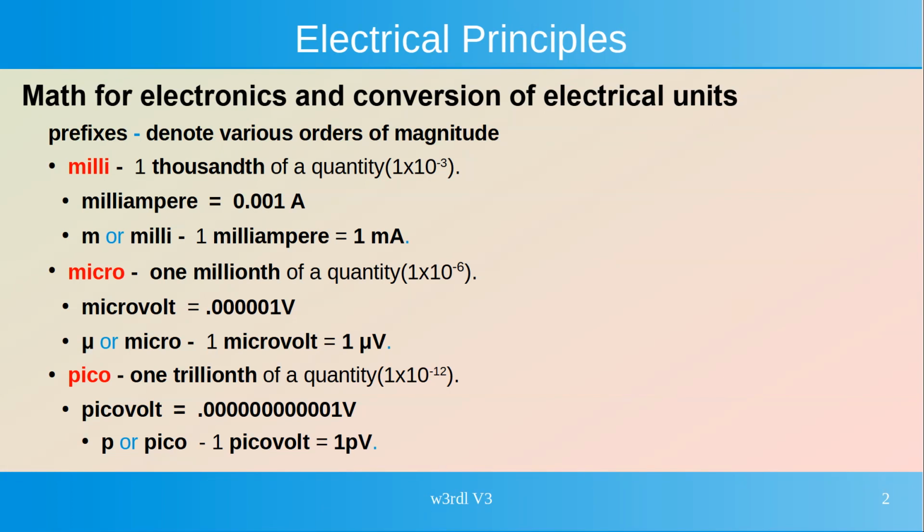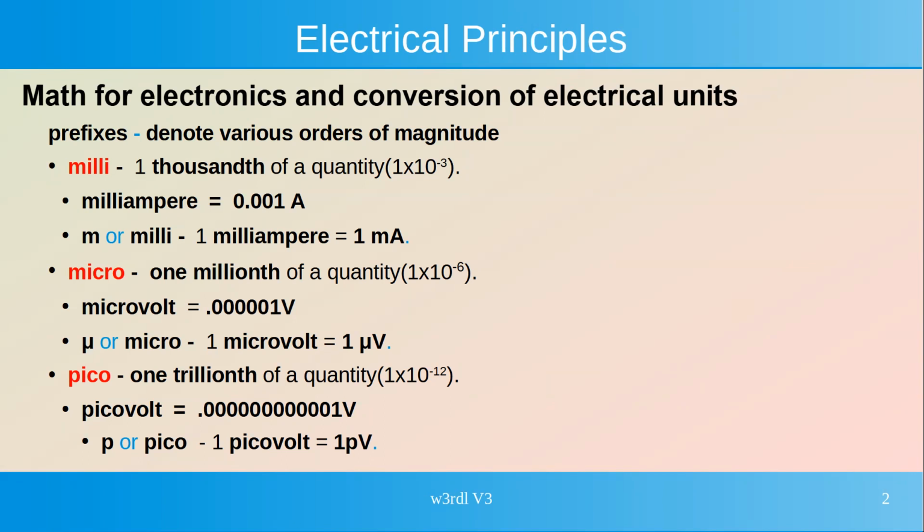A micro is how we talk about a millionth of a quantity, or 1 × 10⁻⁶. Like a microvolt would be 0.000001 volt. So it's a lot easier to say a microvolt than to write the decimal point and all those zeros.